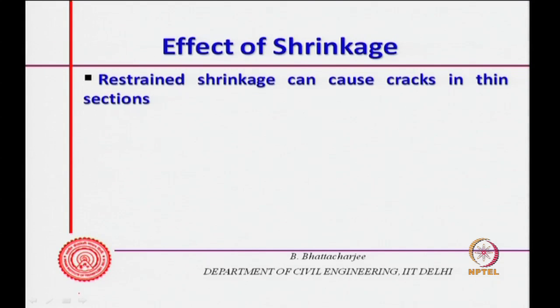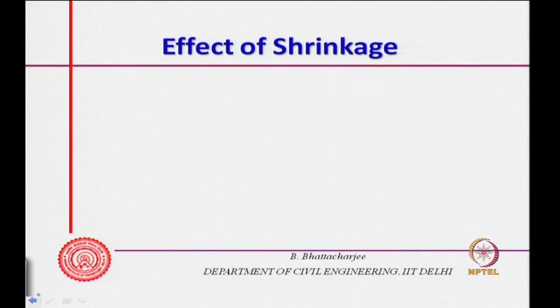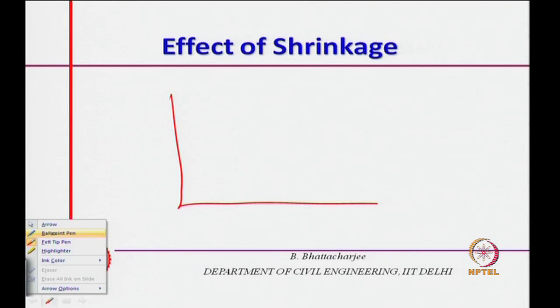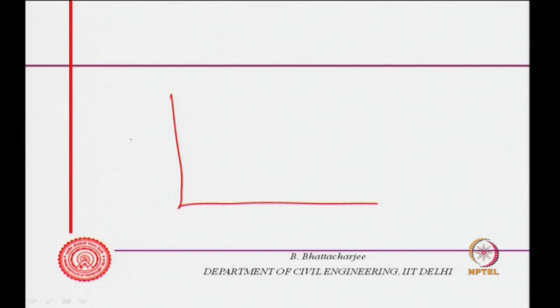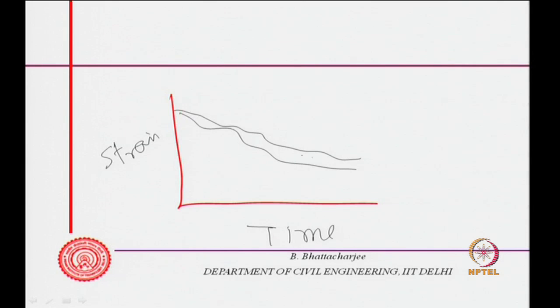So, restrained shrinkage. Of course, before that I can just draw a figure, essentially something like this, before the effect of shrinkage. So, you have shrinkage strain, and with time you plot it for the ring test. It will vary for different conditions, in terms of hours or days, as much as you want to measure, and these strains can be related to shrinkage.